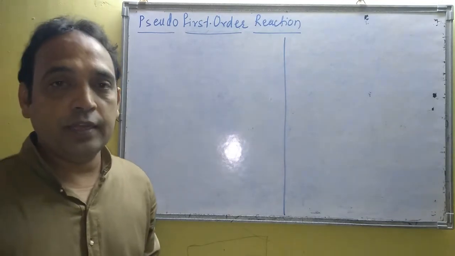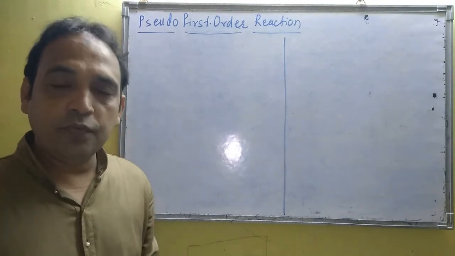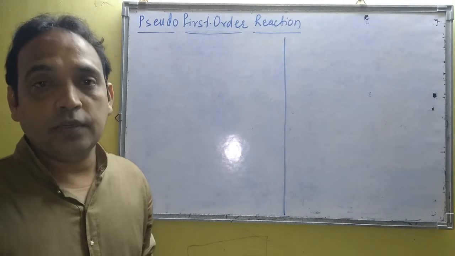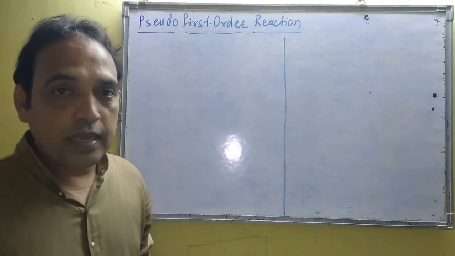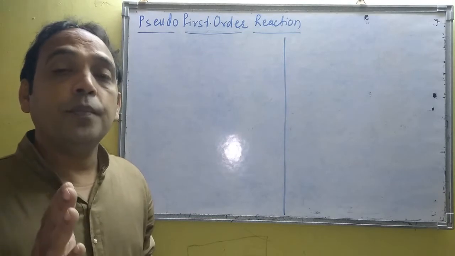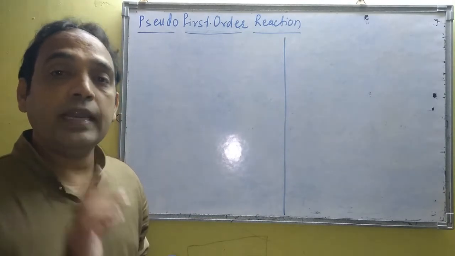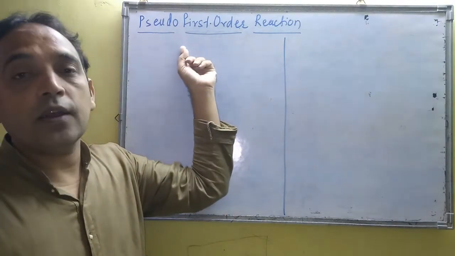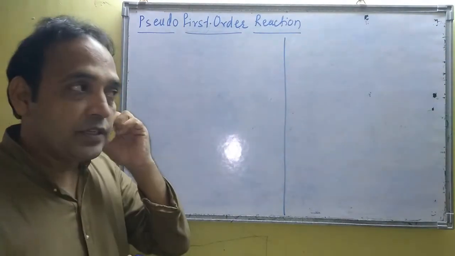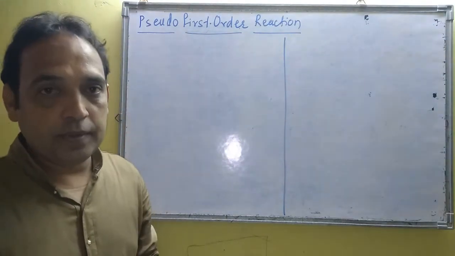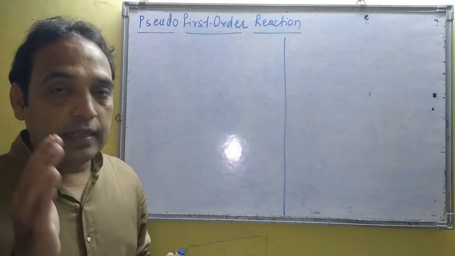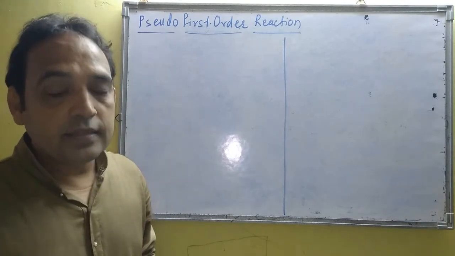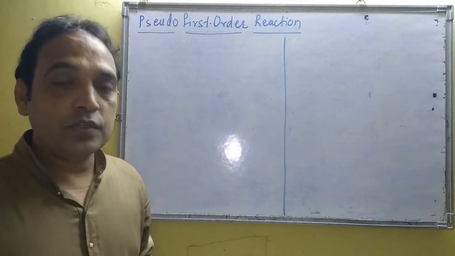What is pseudo first order reaction? The reaction which is expected to be second order, meaning higher order, but obeys first order kinetics. Such reactions are called pseudo first order reaction. With two examples, we'll try to cover this part. The reaction expected to be second order but following first order kinetics is called pseudo first order reaction.